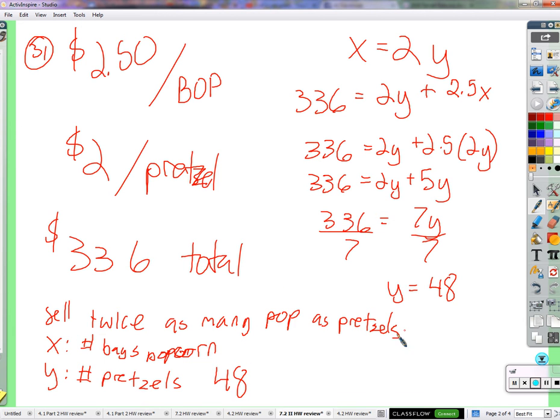So if they sold 48 pretzels, then how many bags of popcorn must they have sold? Double that. I love this. Exactly what I wanted to hear. And this equation says it. This sentence says it. Our brain tells us because we talked about it so much. Double the pretzels, you get the bags of popcorn. So double 48, you get 96. 96 bags of popcorn, 48 pretzels.